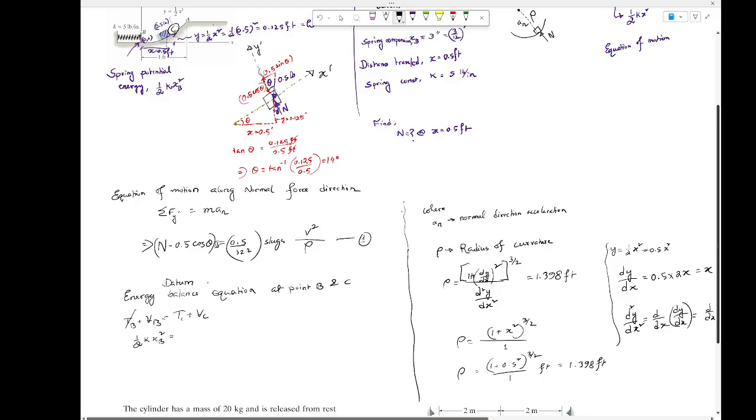What is the datum? At point B, right? So that's why you don't have any potential energy at B.